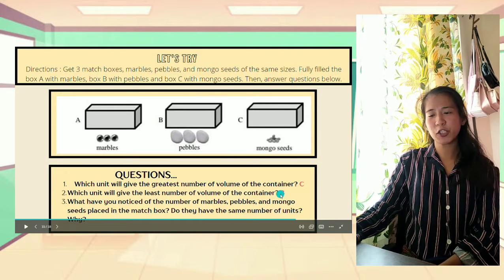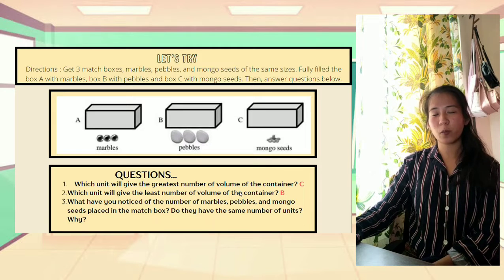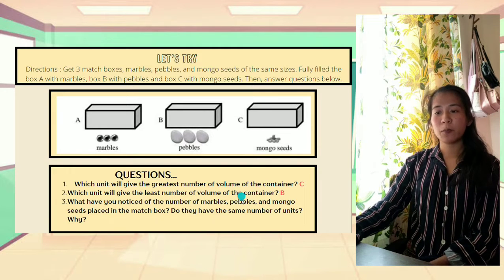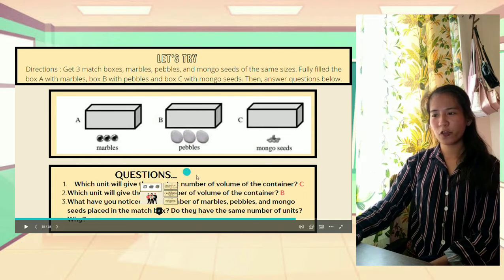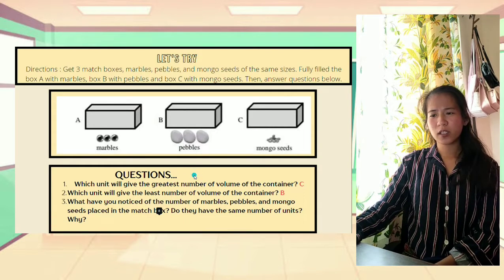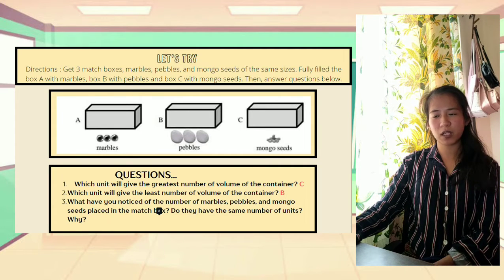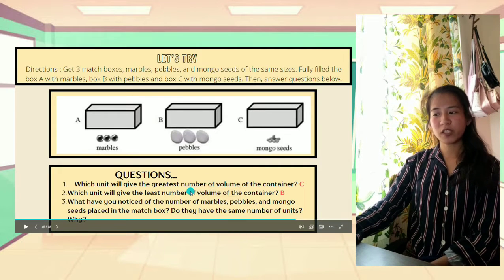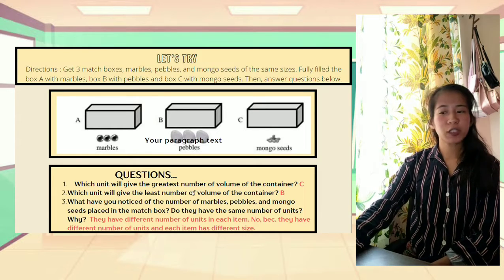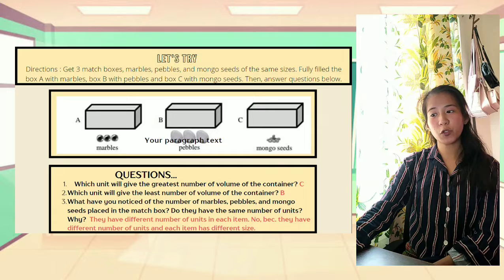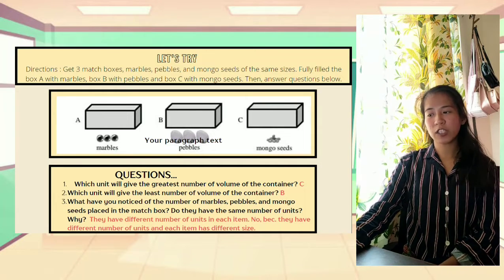Okay, let's try to answer this number 3. What have you noticed of the number of marbles, pebbles, and mango seeds placed in the matchbox? Try to visualize, try to think, try to analyze. Do they have the same number of units? Why? The answer would be, of course, they have different numbers of units in each item, and they don't have the same number of units.